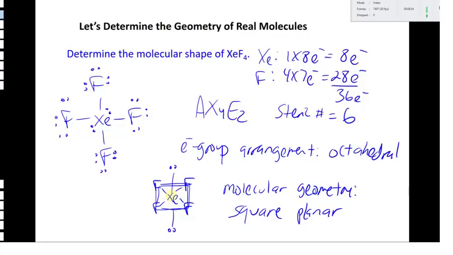All right, any questions on that approach? Again, a lot of practice is going to be needed for you to get efficient at this, but that's what we need to do. We need to draw a reasonably good Lewis structure and then count electron groups to figure out which geometry we're talking about.